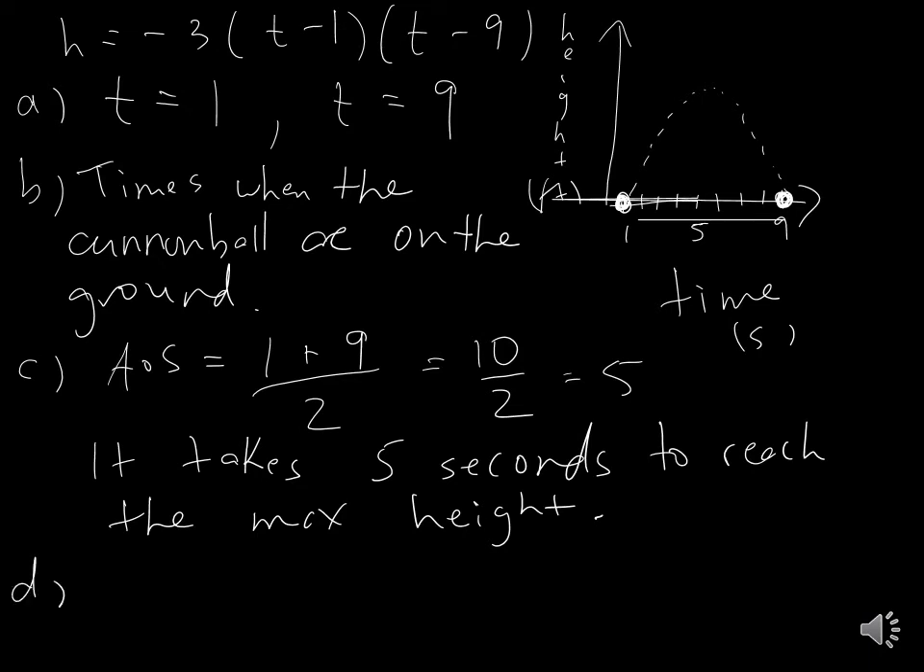D asks you to find the vertex using the axis of symmetry and explain what it means. So we know that at 5, that's where I get my max height. But we need to figure out what that is. So we got to put 5 in for all the t's to get our height. So height equals -3, and then replace all the t's with 5s.